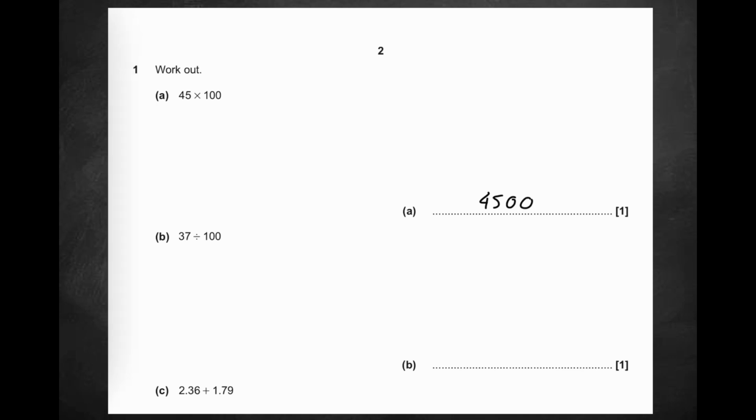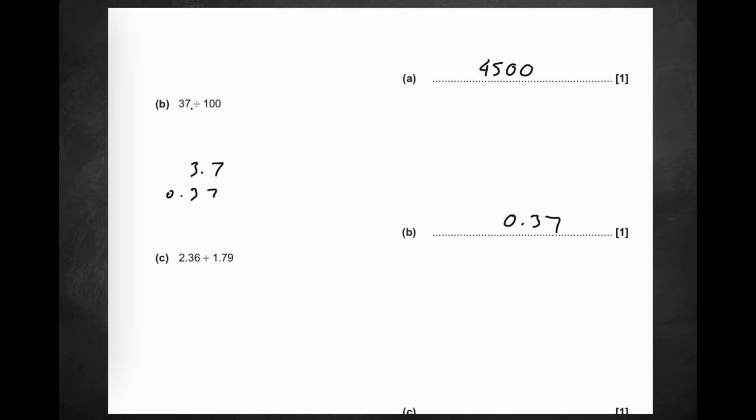Part B. 37 divided by 100. So 37 divided by 10 is just going to be 3.7, as we're moving the decimal point to between the 3 and the 7. And then if we divide it by 10 again, we're going to get the decimal point moving to here. So our answer is just going to be 0.37.